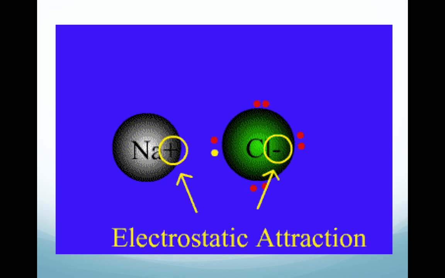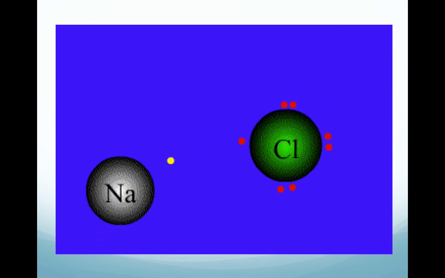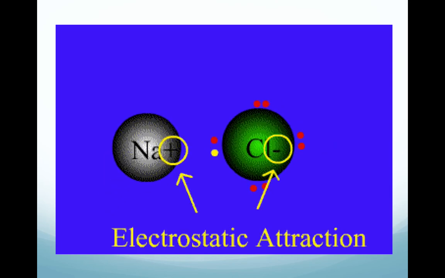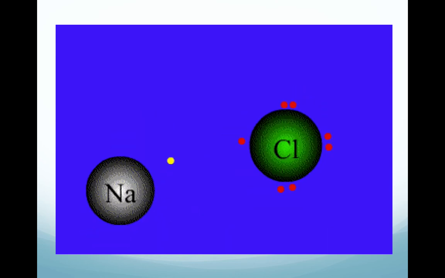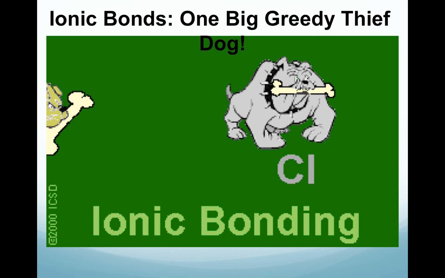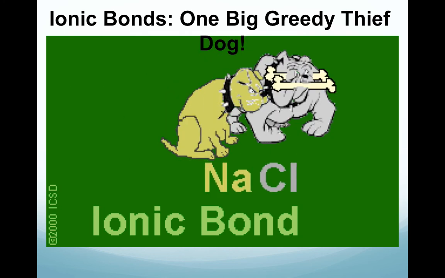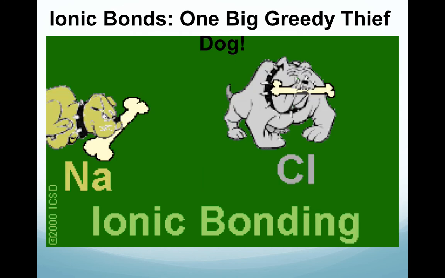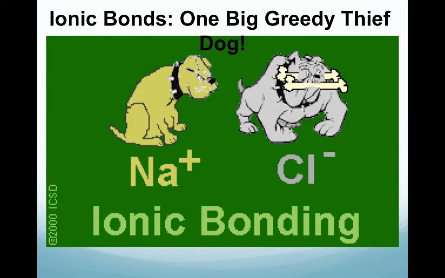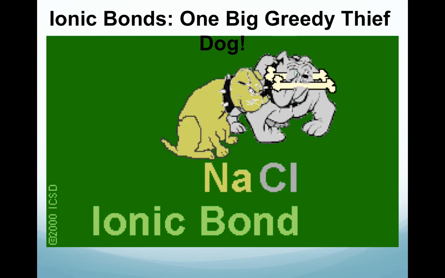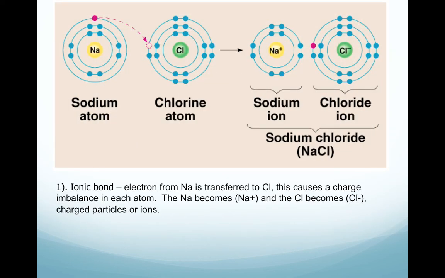So here's a picture of that occurring. The chloride in this case is basically taking the electron from sodium, and in this way they stick together. Here's another example, again of sodium chloride. The sodium constantly tries to get away, but the chloride's too powerful and basically creates an attraction between the 2 elements. Here's another example.